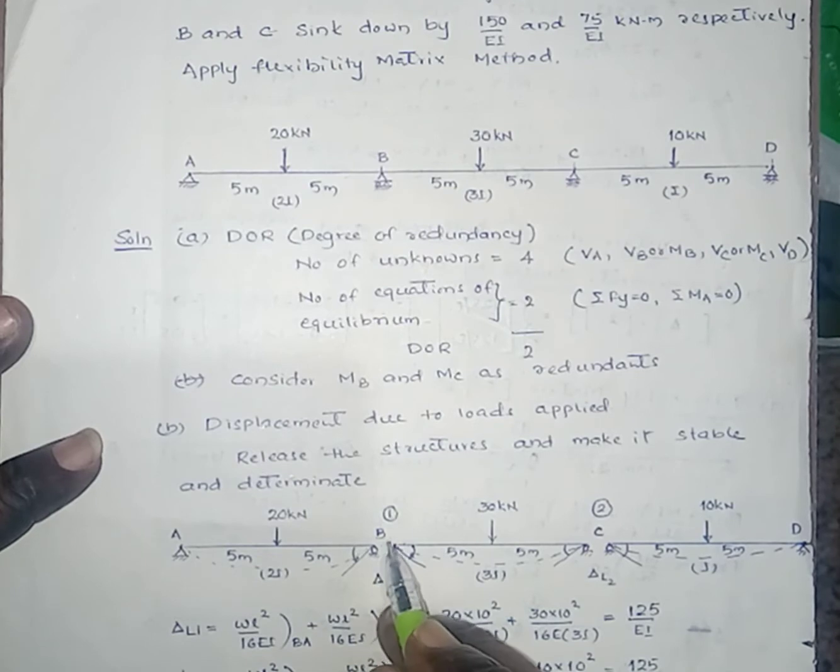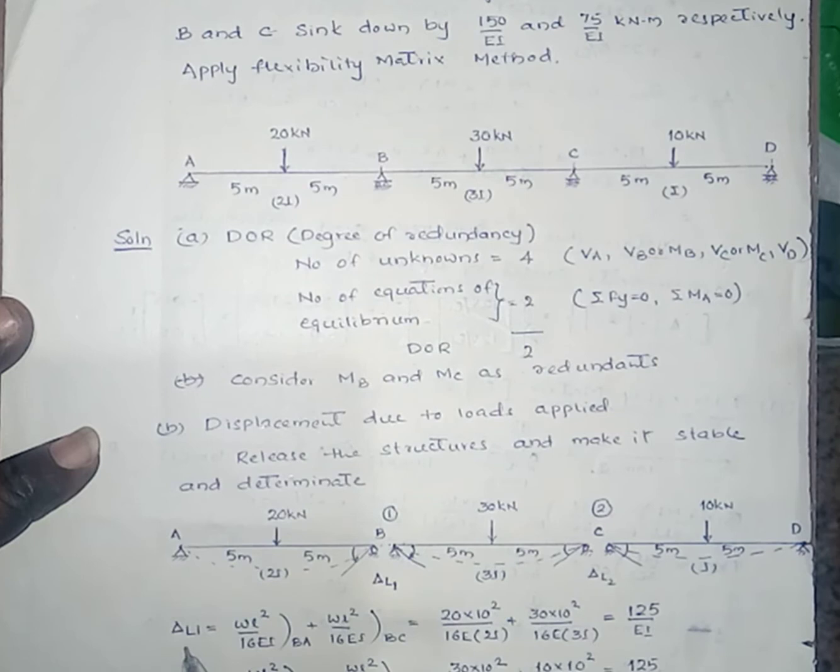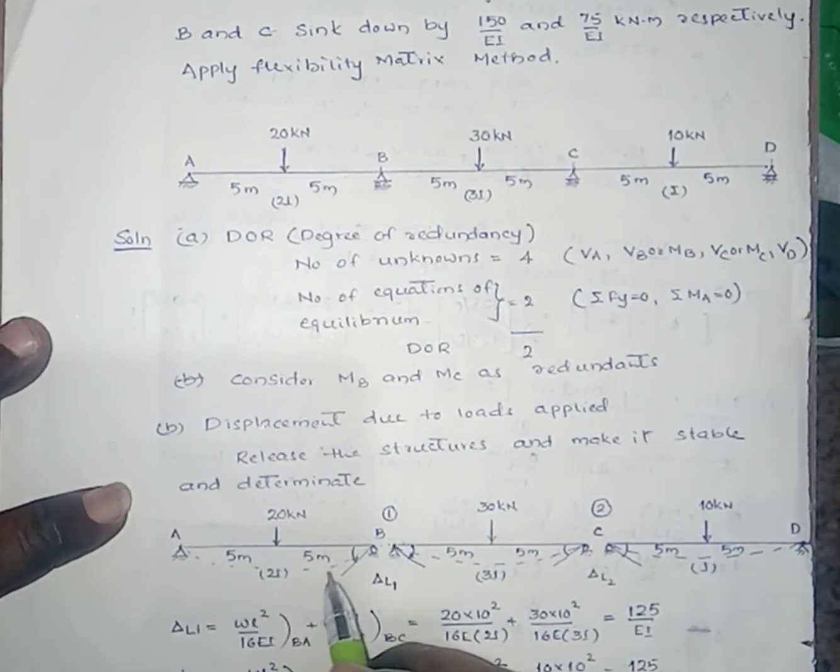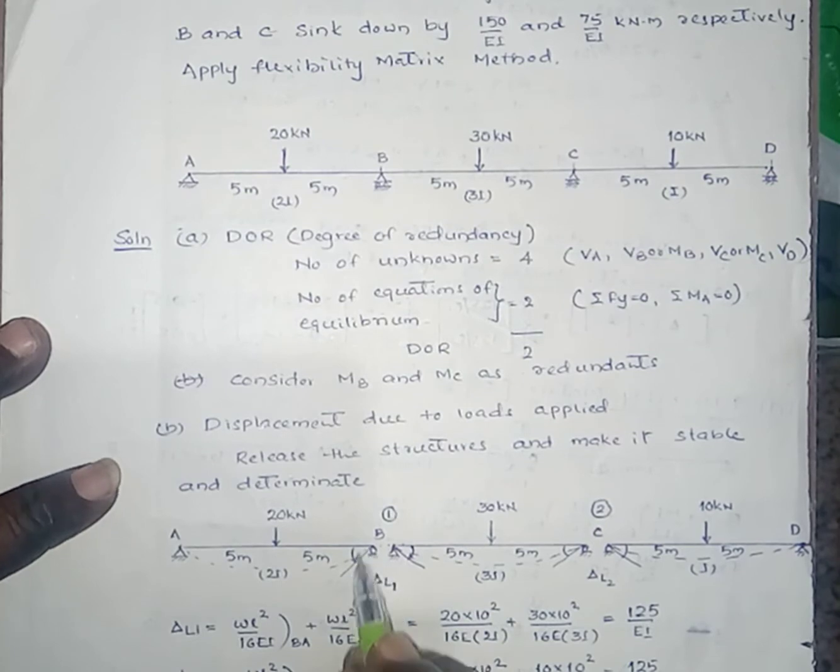Now we have to find the displacement due to the applied loads at coordinates 1 and 2. That is, delta L1, the displacement due to the loads at coordinate 1. Here two spans are connected, BA and BC. Due to the applied loads it will undergo deformation like this. This is the slope or displacement at B due to the applied load, and similarly in this span, the displacement due to the applied load at coordinate 1.